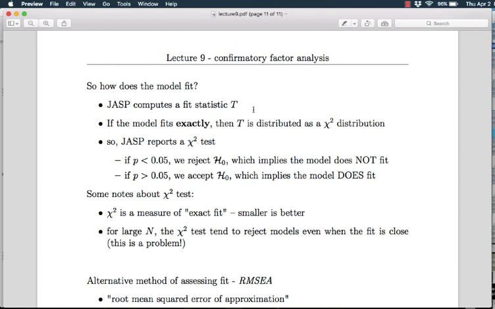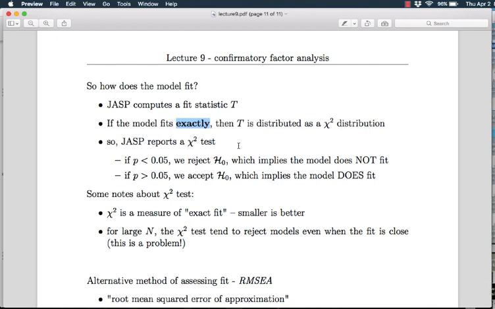But what do we do with it to assess fit? Well, what we do is we assume a hypothesis, a null hypothesis, that the model fits exactly. That is, that it is the saturated model that we described earlier. If that hypothesis holds and the model fits the data exactly, then we know just through statistics that this T statistic is distributed as a chi-square distribution. Now that's fortunate because we know a lot of things about chi-square distributions. We know the probabilities of getting certain data under that distribution. So what JASP does is it reports a chi-square test.